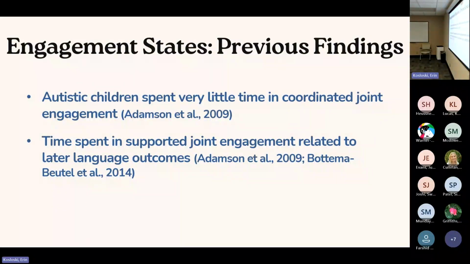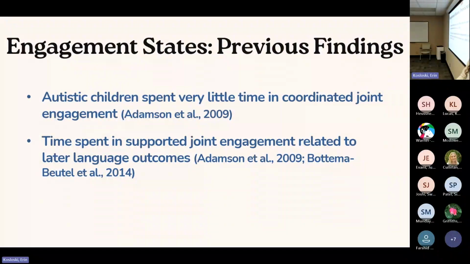Some previous findings using engagement states have found that on average, perhaps not surprisingly, autistic children spend very little time in the coordinated or the more social engagement. In this study, Adamson et al. found that autistic kids spent just 5% of the interactions in coordinated joint engagement compared to the 16% that non-autistic children spent. Additionally, a few studies have looked at the relationship between joint engagement and language in autistic children. They found that time spent in certain types of supported joint engagement, which is kind of an in-between, somewhat social state, related to later language outcomes.